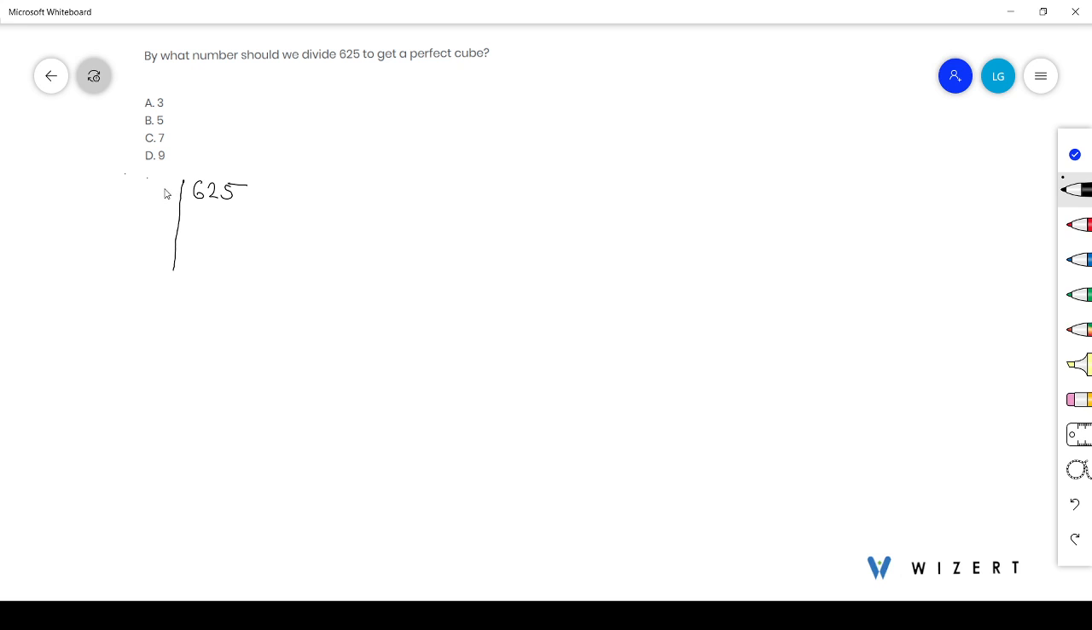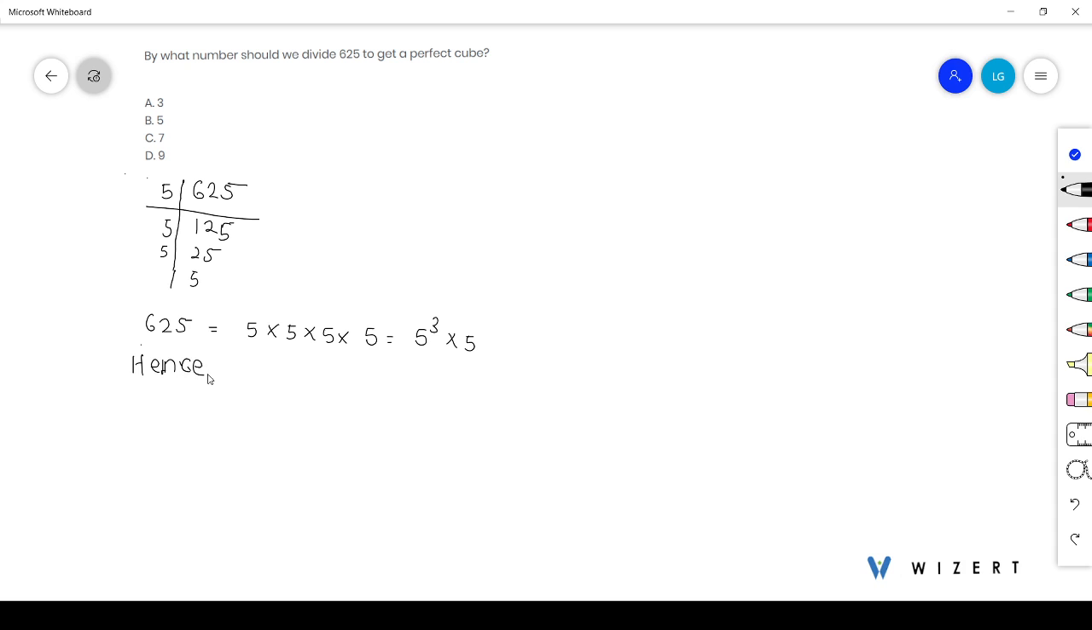So we can start by prime number 5. 625 by 5 is 125. Again 125 by 5 is 25. 25 by 5 is 5. So this 625 can be factorized as 5 into 5 into 5 into 5, that is 5 to the power 3 into 5. Hence, from this we can find a number as 5.